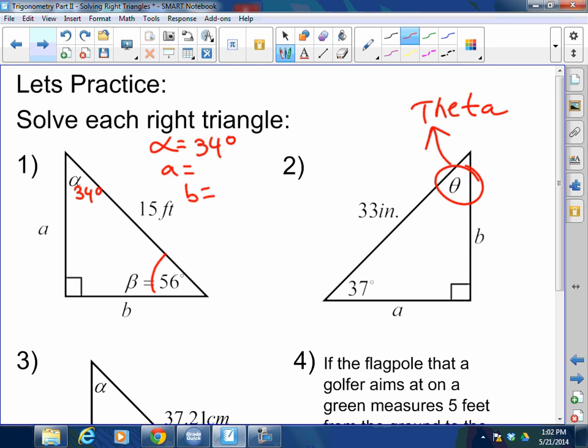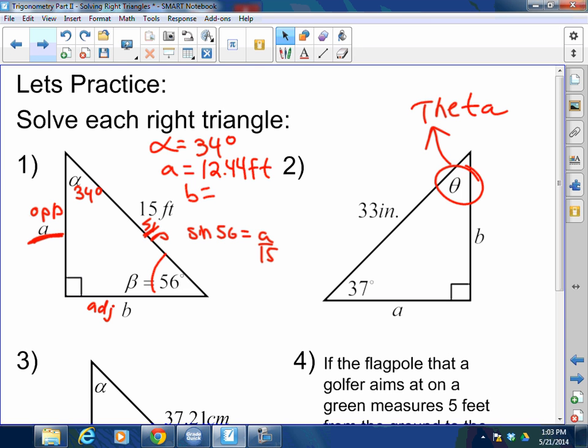A. Okay. From 56, can we label A, please? Very good. Can we label B, please? Very good. And you all know that 15 is the... Thank you, gentlemen. Okay. So, who uses opposite if you want to find A and hypotenuse? Sine. So the sine of 56 equals opposite over hypotenuse. So the sine of 56 times 15 would equal 12.44. Always round to the nearest hundredths, please, unless otherwise told. 12.44 feet. You guys with me here, guys? You sure? Because I'm going to erase this in a second.